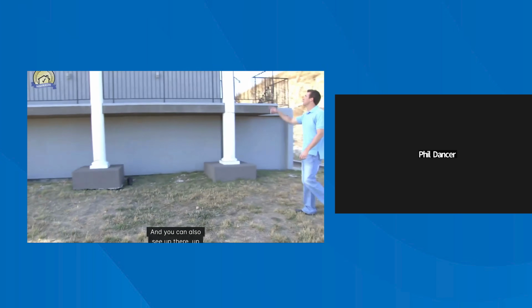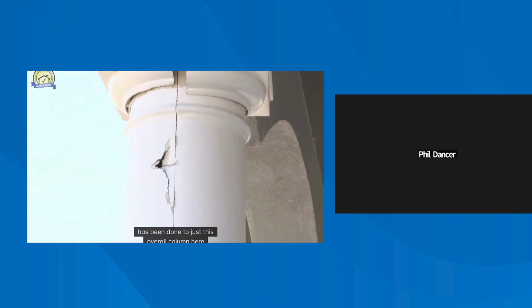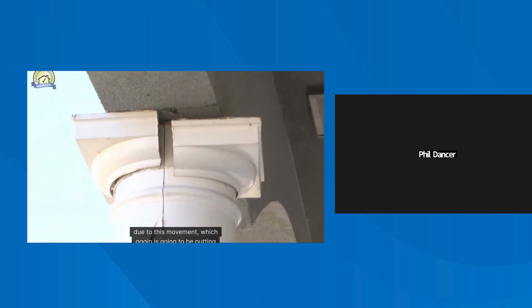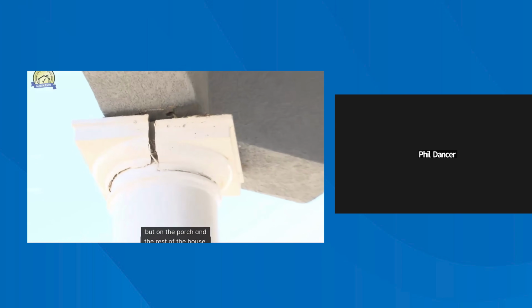And you can also see up at the top of this one, which we can probably get a better shot of up on the deck, just how much damage has been done to this overall column due to this movement, which again is going to be putting a lot of stress not only on the roof but on the porch and the rest of the house.